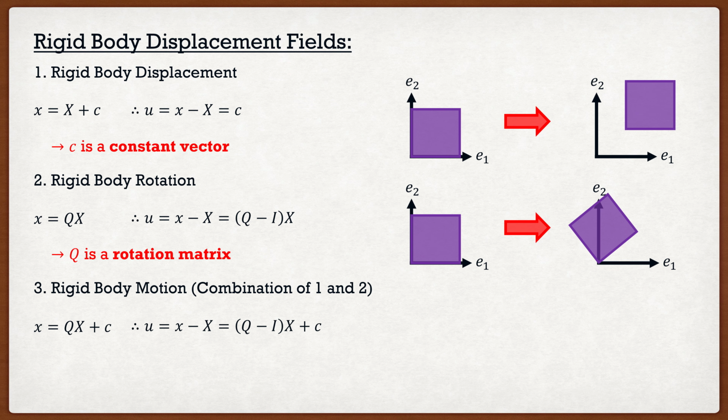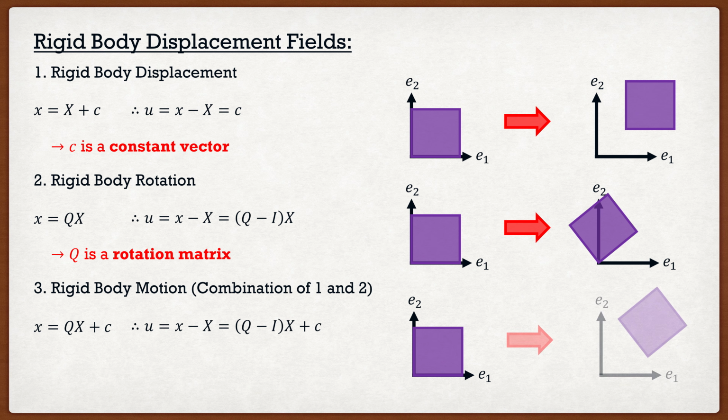Therefore, we can find our displacement function as simply small x minus big X, which leads us to Q minus I times big X plus c. If we were to look at this, we have our plate here, and we were to apply this sort of rigid body motion, we may end up with something like this, where we see that the plate has been rotated and then translated. Or if you want to say it's been translated and then rotated. So nothing too crazy there.